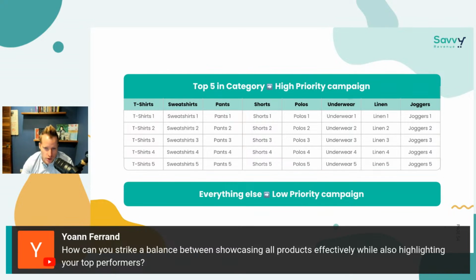And again, this doesn't have to be top 5 in category. It can also just be a traditional bestseller split. This does it really well. You can also do a traditional bestseller, non-bestseller split in PMax if you do it correctly, where you're simply grouping the two products together.